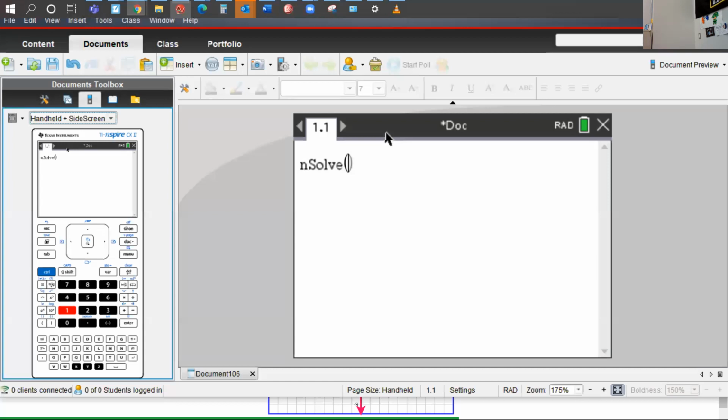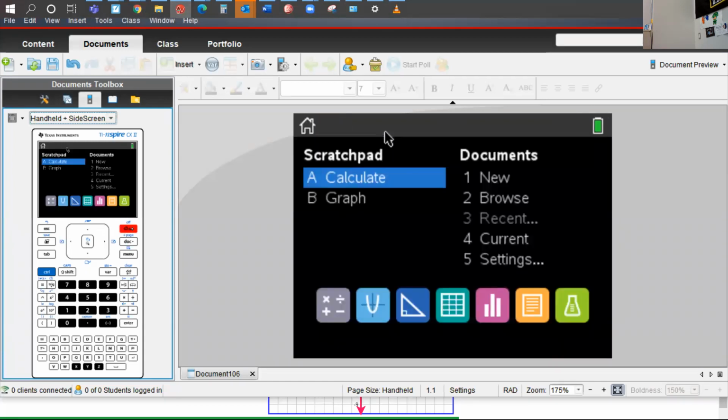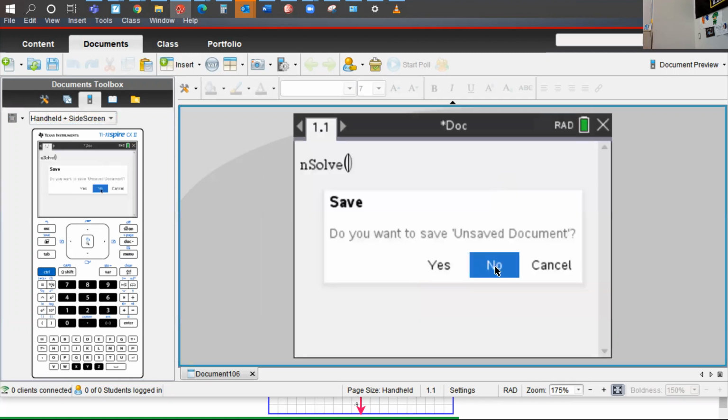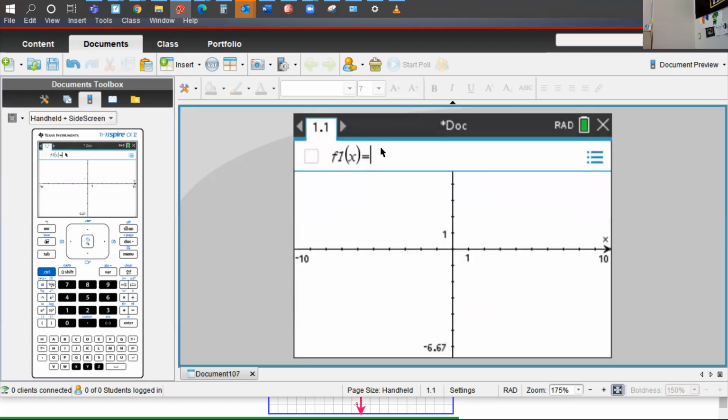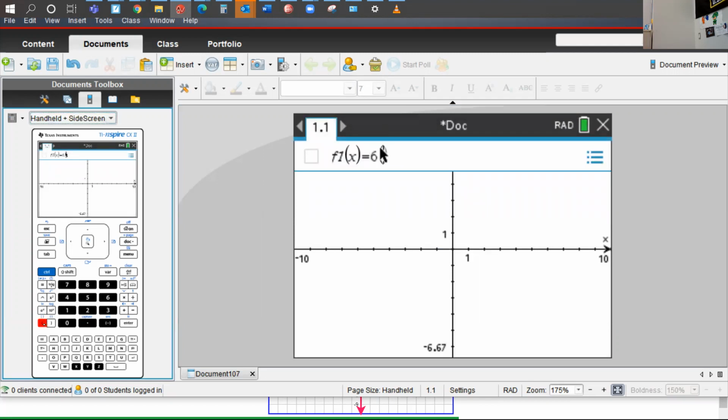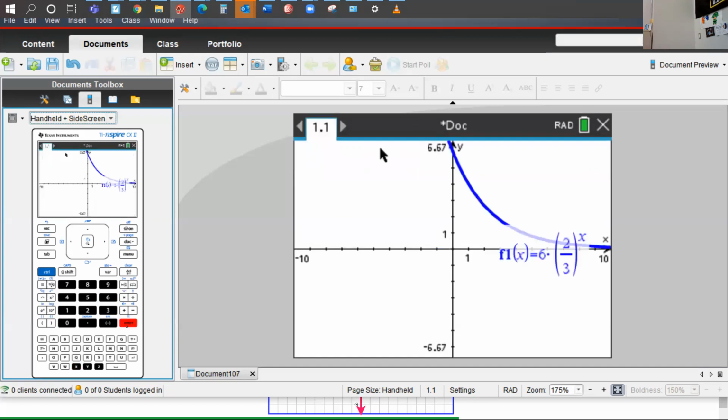So it's 6. Okay, home, new. I want to graph. Graph. So I think it was 6 parentheses, 2 divided by 3 close parentheses, and I know it has to be exponential, so it's x. All right, that's the function right there. And so I'm going to enter. Now that's what it looks like.